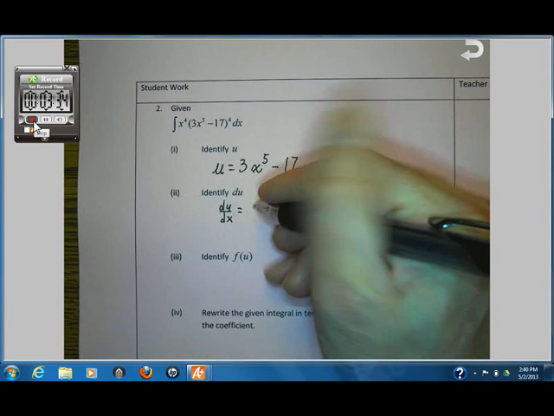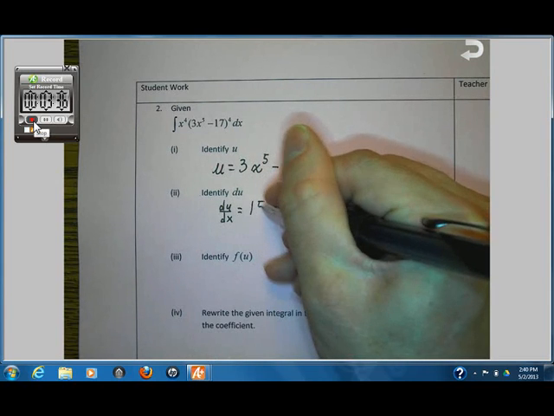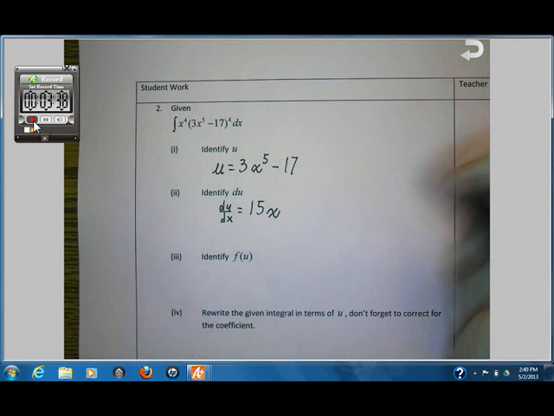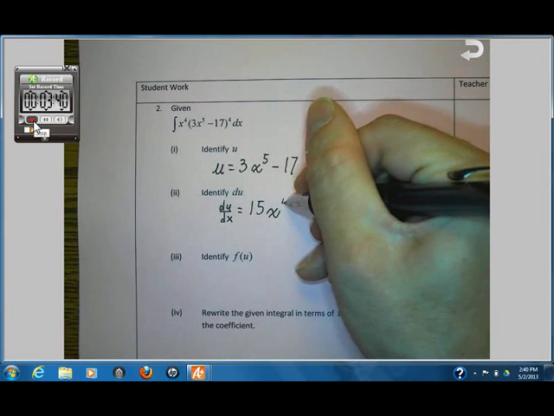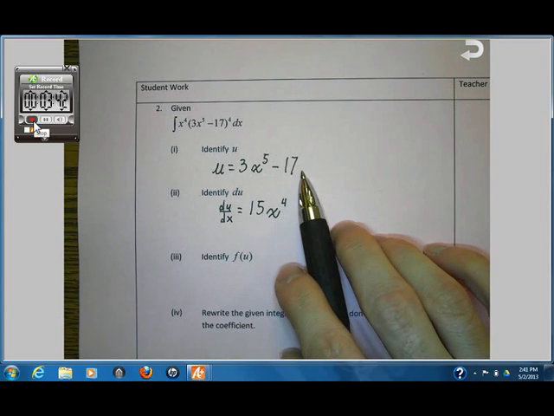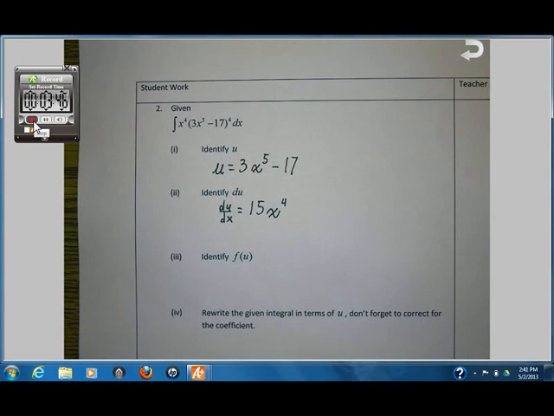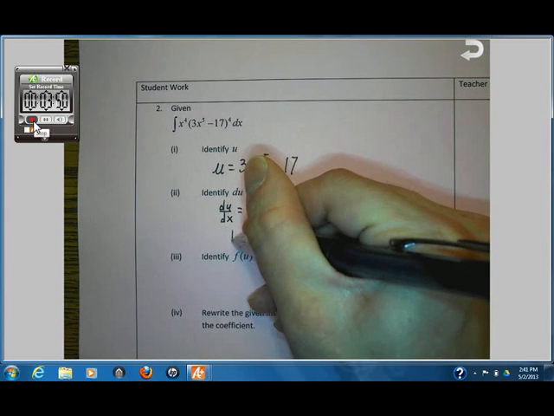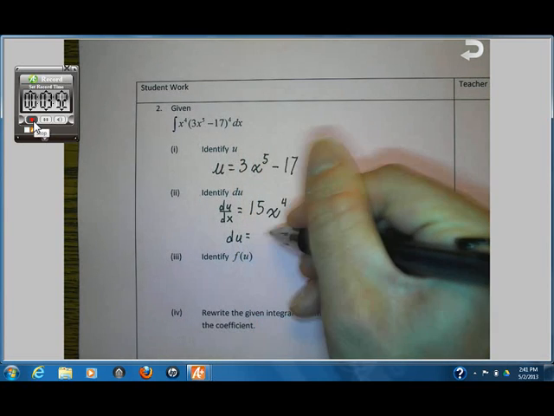Then we take the derivative of the constant negative 17 with respect to x. The derivative of a constant, of course, is 0. So we don't need to worry about it. Okay. To get du by itself, we then write it as 15x to the 4th dx.